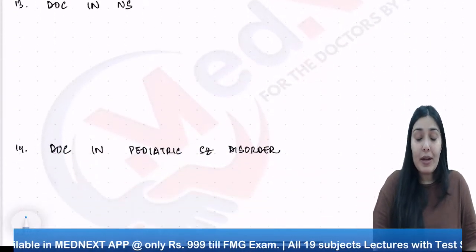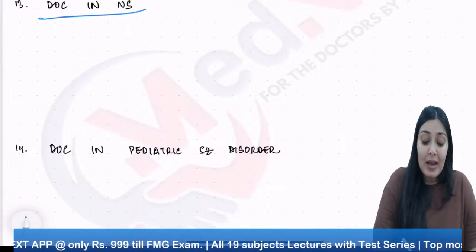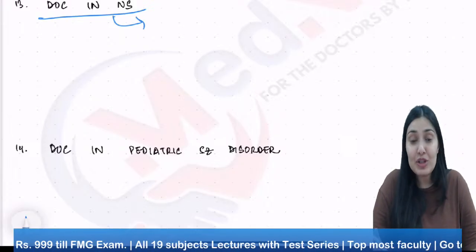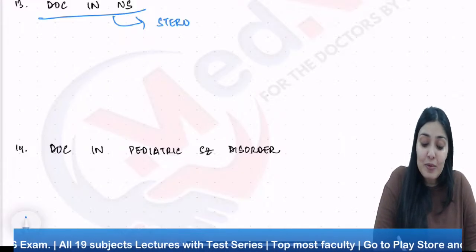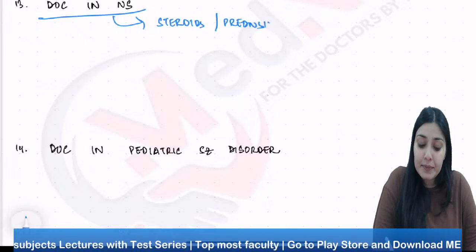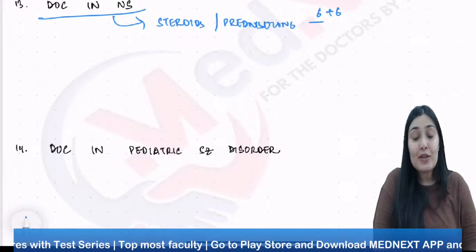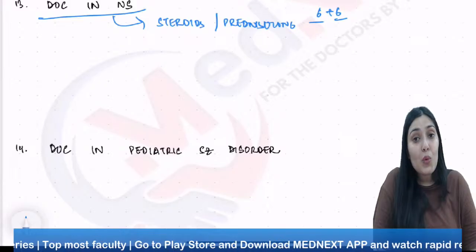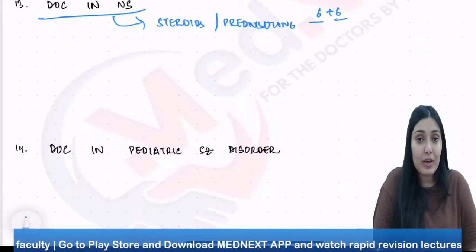Moving down to the next topic, drug of choice in nephrotic syndrome. What is the drug of choice in nephrotic syndrome? Most common nephrotic syndrome in children is minimal change disease, and the drug of choice here is nothing but steroids. That is prednisolone. How do we give prednisolone? We give 6 plus 6. That is 6 weeks of daily steroids and 6 weeks of alternate day steroids. 6 weeks the dose is 2 mg per kg per day, and for the alternate day steroid therapy the dose is 1.5 mg per kg per day.